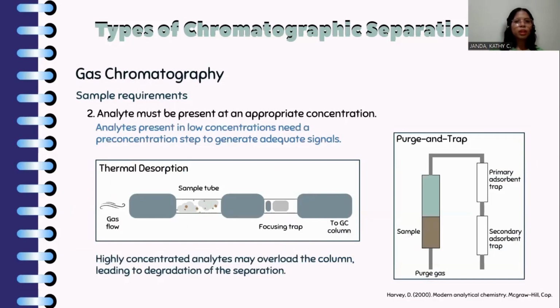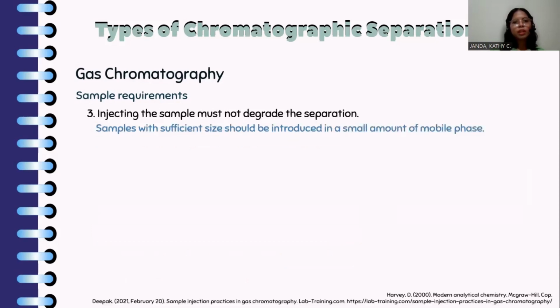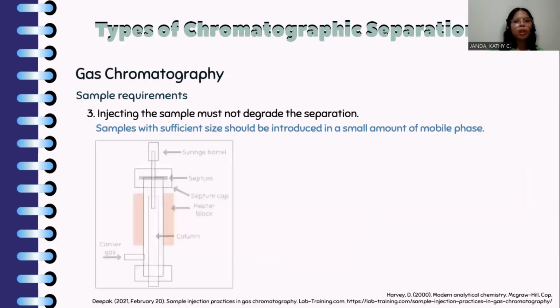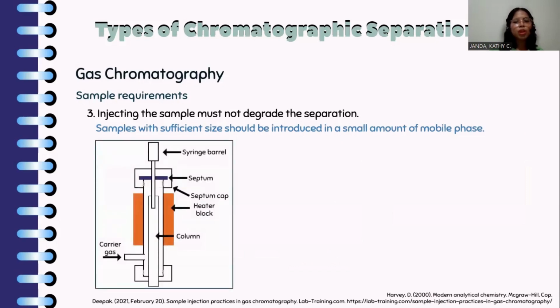Aside from being volatile, the sample must also be present at an appropriate concentration. If the analyte is too low, it needs to be concentrated, such as in the process of thermal desorption and purge and trap method. However, the concentration must not be too high, as highly concentrated analytes may overload the column. Finally, to maintain optimal resolution and prevent pre-column band broadening, it's crucial to introduce a sufficiently sized sample in a small volume of mobile phase.